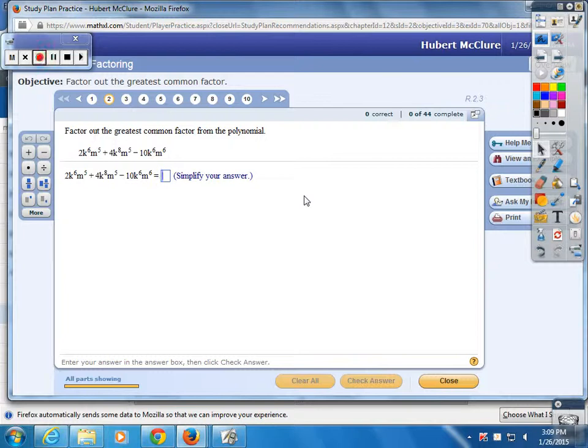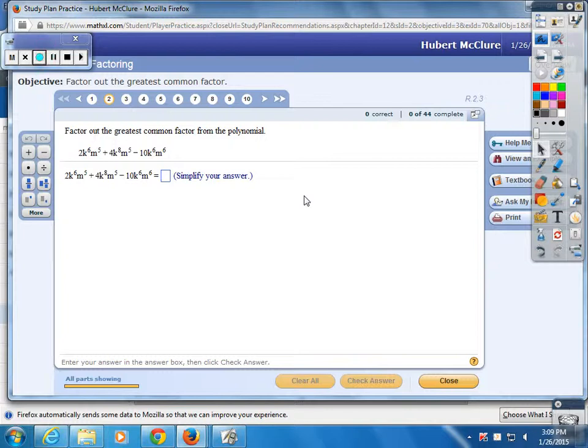So what's in common? K to the 6th, M to the 5th. Well, K to the 8th, M to the 5th. And K to the 6th, M to the 6th. So in reference to M, I'm going to pull out M to the what? 5th. And in reference to K, I'm going to pull out K to the what? 6th. So you should be factoring out K to the 6th, and what's in common with 2, 4, and 10?